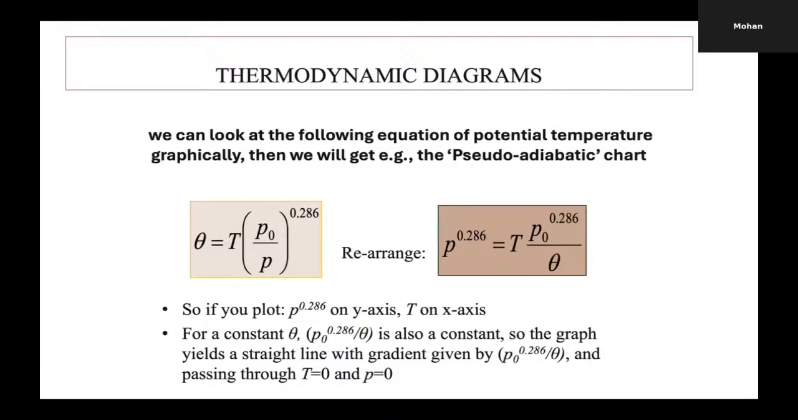I'm not going into the very details of the thermodynamic diagrams because I think a lot of time is already gone.